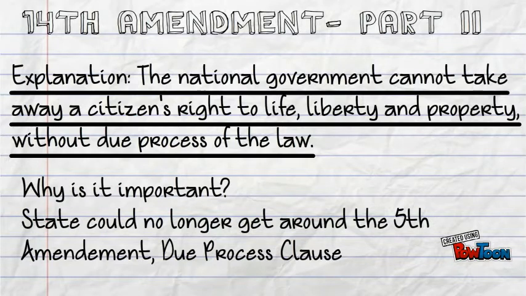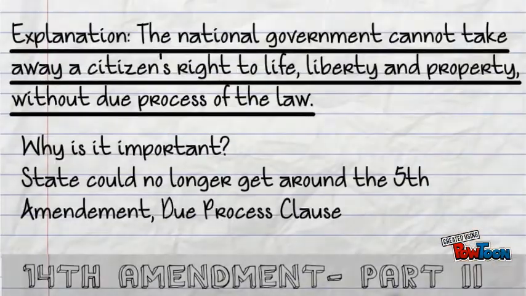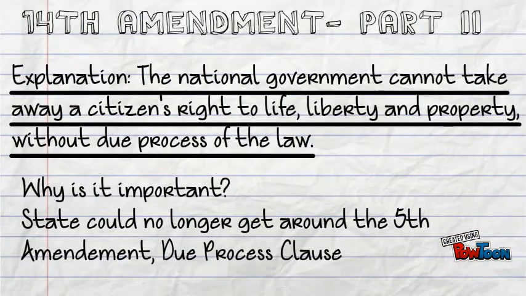The second part, known as due process, says that the national government can't take away a citizen's right to life, liberty, and property without due process of the law. As we just learned, the 5th Amendment gives the same rights, but this is important because states could no longer get around the 5th Amendment.